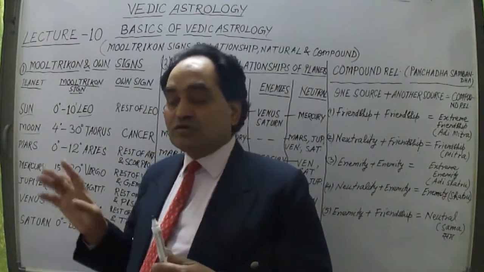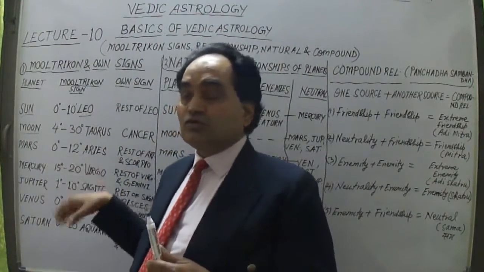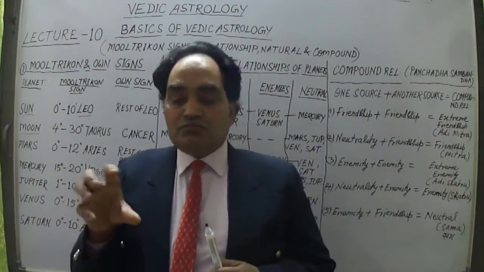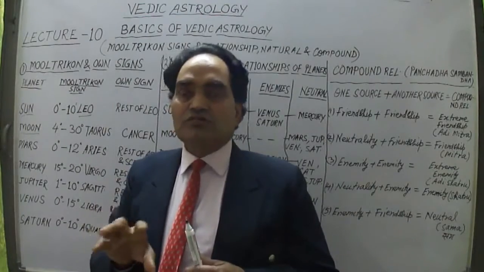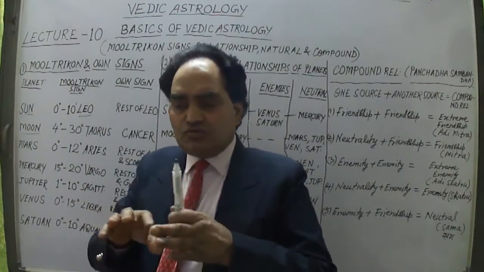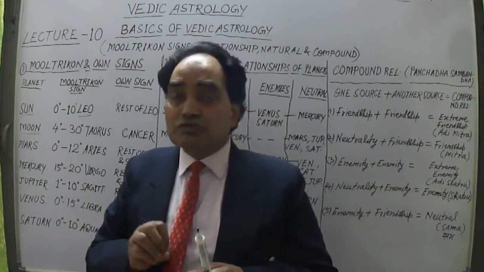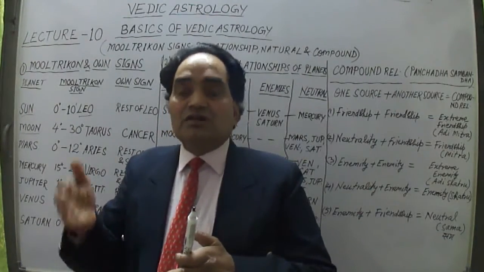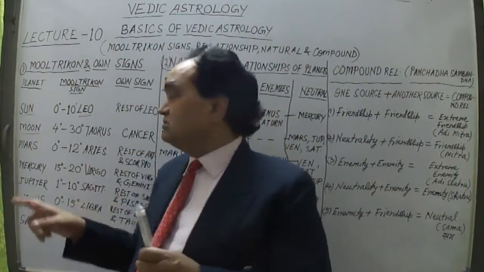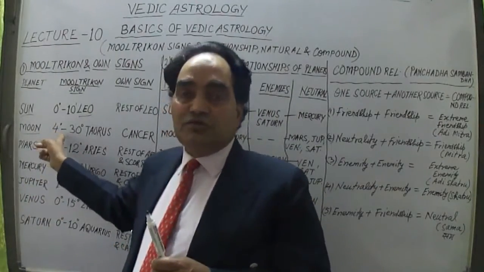This is very important, it is different from others, while other planets have the Mooltrikon sign in their own sign. They are the owners of those signs in which they have Mooltrikon sign, Mooltrikon degree or Mooltrikon space. Other planets have that. Only the Moon is different. Try to understand this point.